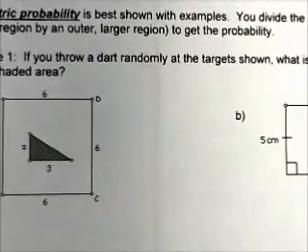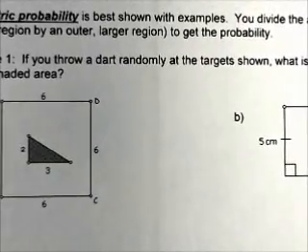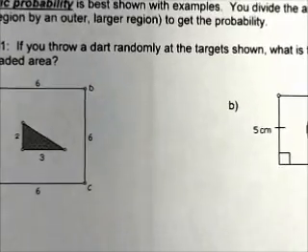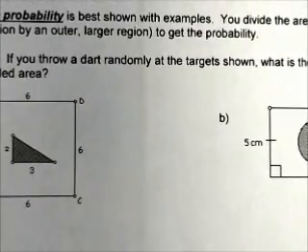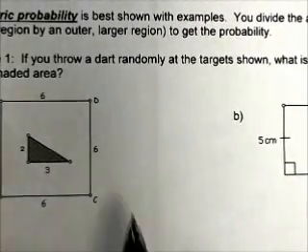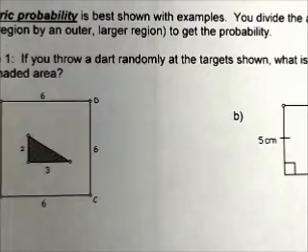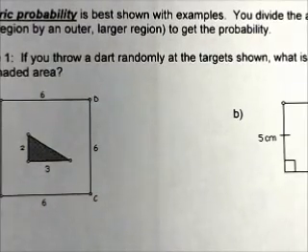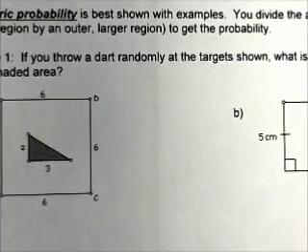Next, we have geometric probability, and this is best shown with examples. You divide the area of the two regions. You divide the inner or smaller region by the outer or larger region to get the probability. If you throw a dart randomly at the target shown below, what is the probability you will hit the shaded region?